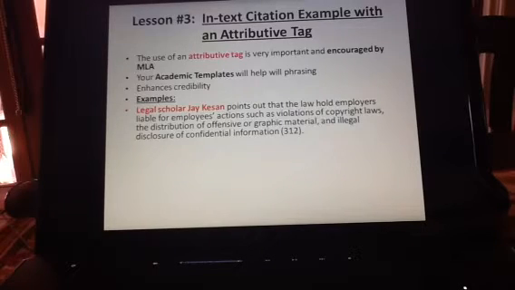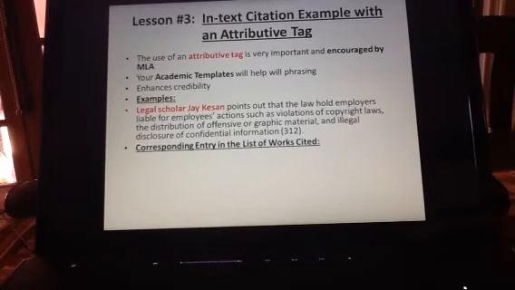So this particular example says legal scholar. Remember, there's the bio tag, J. Keeson, and then he points out that blah, blah, blah. Notice the end where it says 312, that stands for the page number. In this case, because we use the author in the text, we don't have to put the author in the parenthetical citation. You only have to put a page number. If there is no page number available, then you don't have to put it. But remember, that needs to coordinate with your works cited. So in other words, if your works cited shows a page reference, then you better have it in your in-text parenthetical citation.